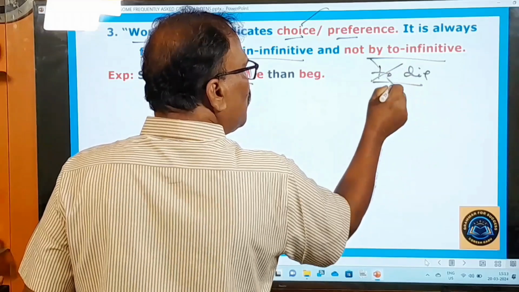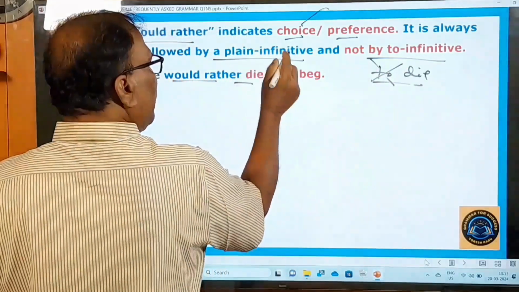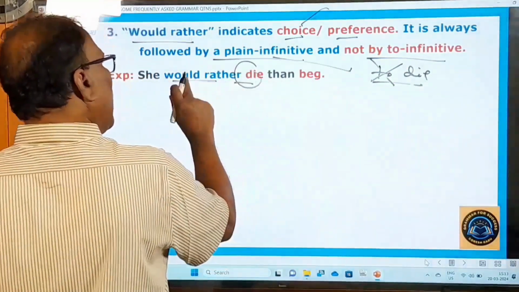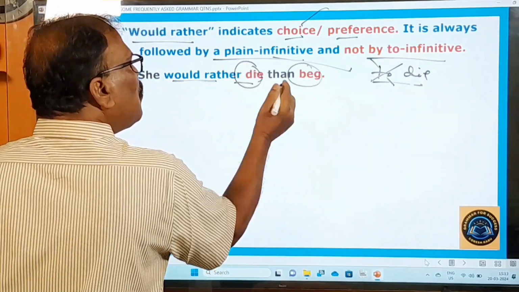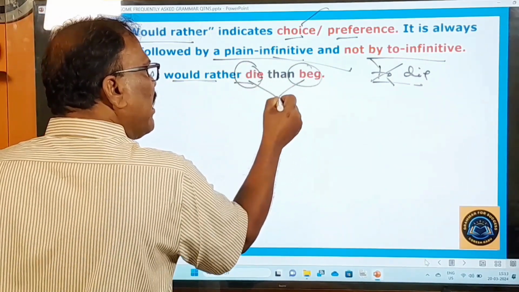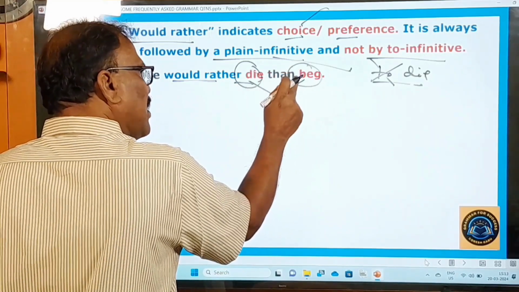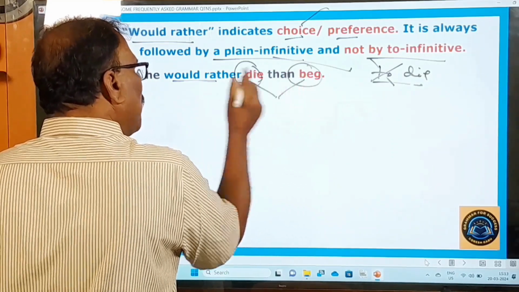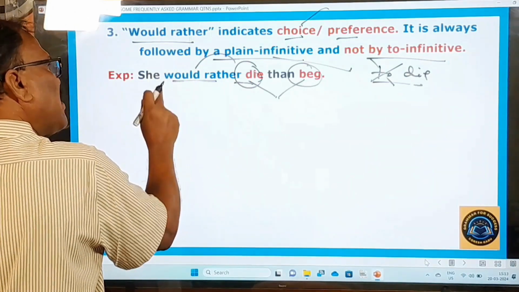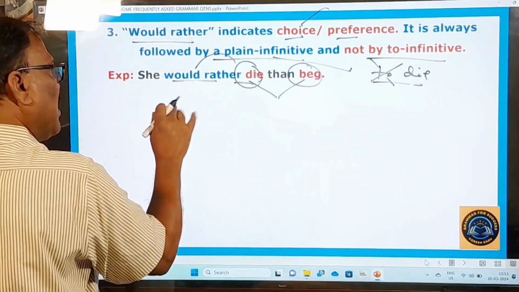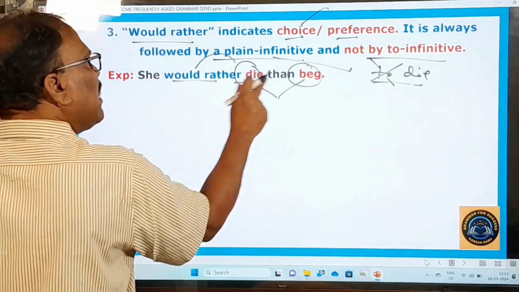If you drop this to, that becomes a plain infinitive, right? And here, she would rather die than beg. So there's a choice between these two actions, dying and begging. Between these two actions, it is indicating a choice. It is indicating a preference, and that's why the meaning of this sentence is she would rather die than beg.